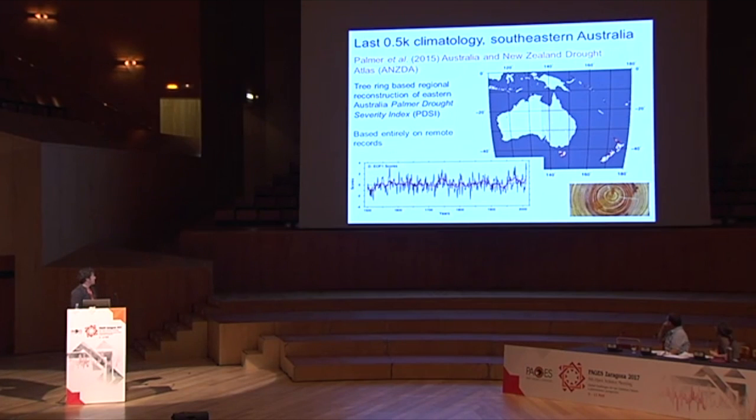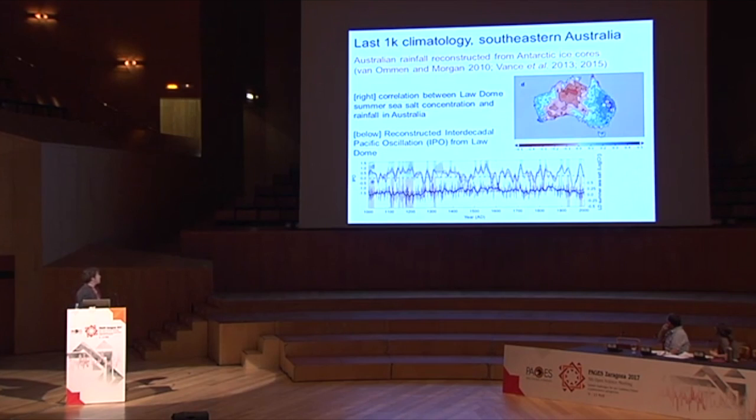But you can see the glaring issue here. We've got estimates for precipitation over evaporation, drought risk across eastern Australia, but those estimates are based almost entirely on remote data sets, tree ring records from New Zealand and Tasmania, with very, very few data contributing to this from the actual mainland of Australia.